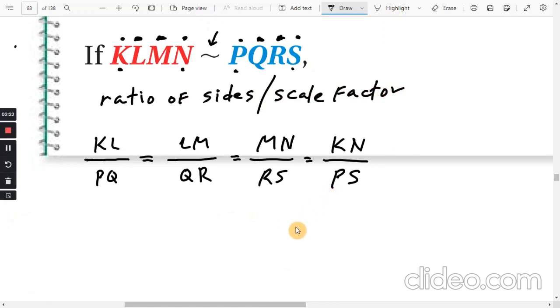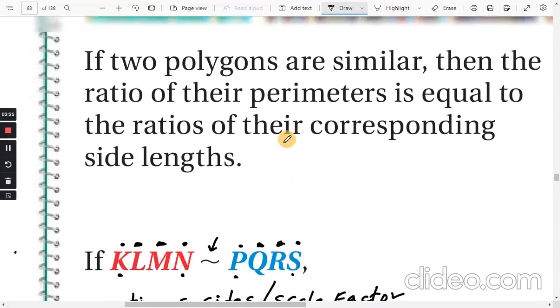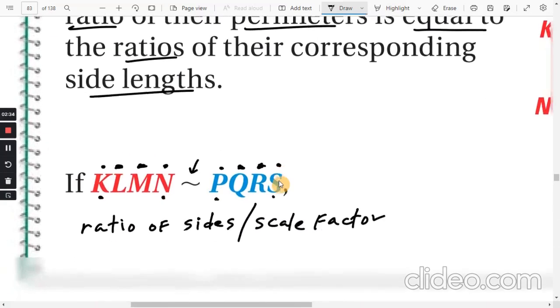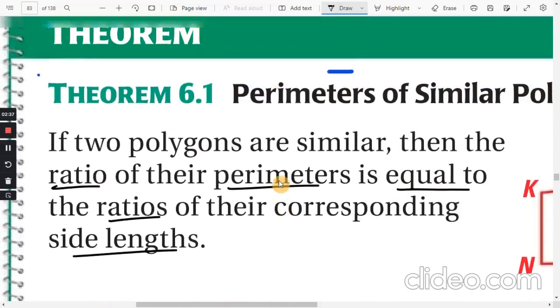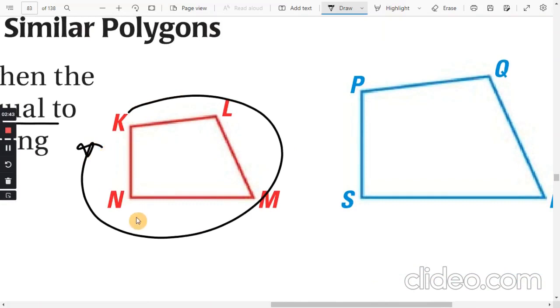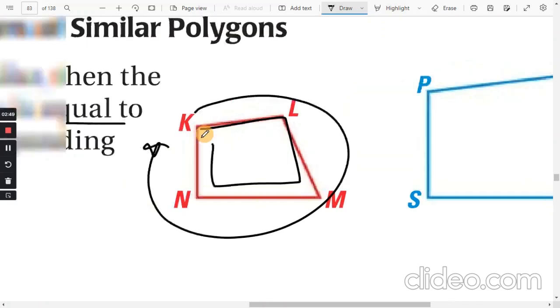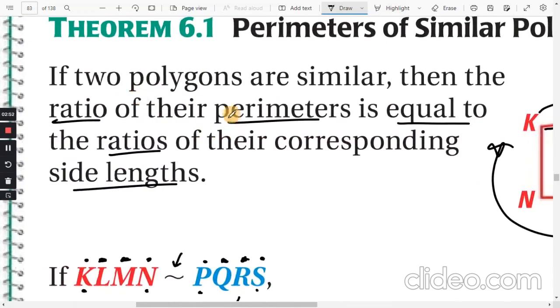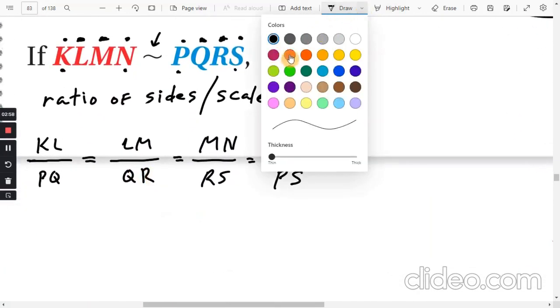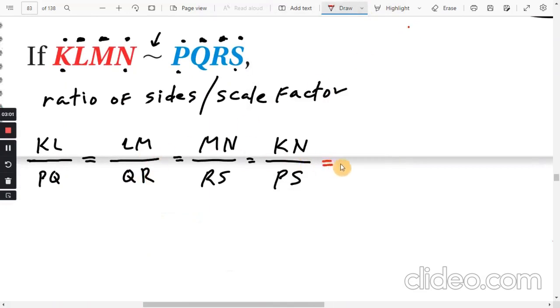Okay? And now what this theorem says, the ratio for the perimeter is equal to the ratio of the side lengths. Now, how do you find perimeter? We know that perimeter is the distance around. So to find perimeter, we just add up the 4 side lengths. Okay? And it says the ratio of the perimeter is equal to the ratio of the side lengths. So we can keep this ratio that we have here and set it equal to the ratio of the perimeter.